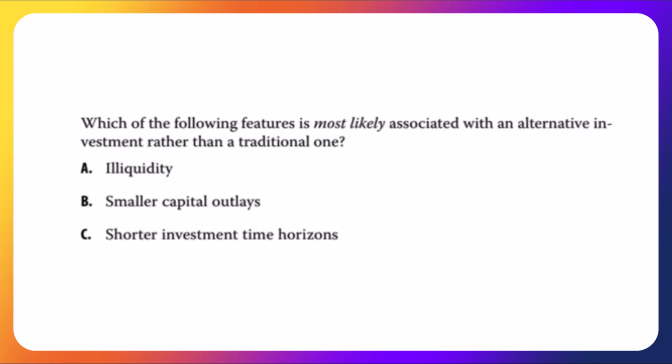Which of the following features is most likely associated with an alternative investment rather than a traditional one? Illiquidity. And we're looking for most likely associated with an alternative investment. I mean, you can always think of a traditional investment like high yield fixed income is illiquid. But as a class, alternative investments will be more illiquid than traditional ones. So illiquidity. Smaller capital outlays, not really. For alternative assets, it's larger capital outlays. You can get rid of that. Shorter investment time horizons. Well, we know if you're tying money up in a private fund, you're 10 to 12 years. Get rid of that one.